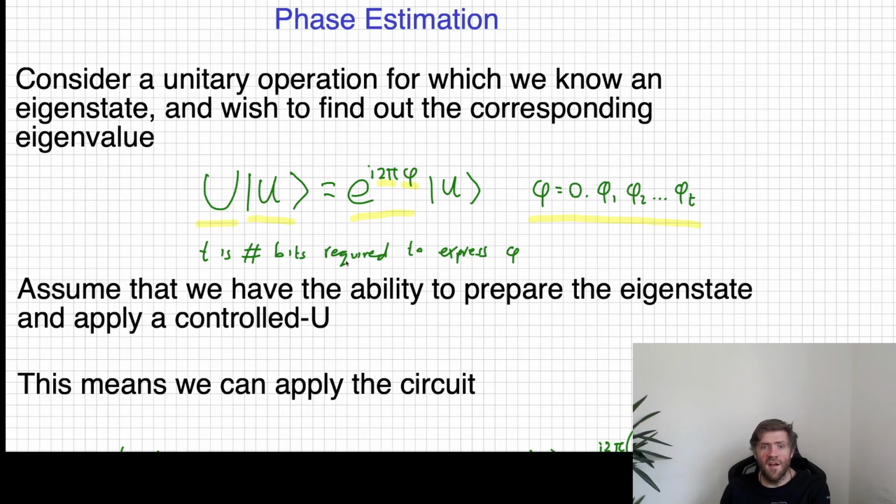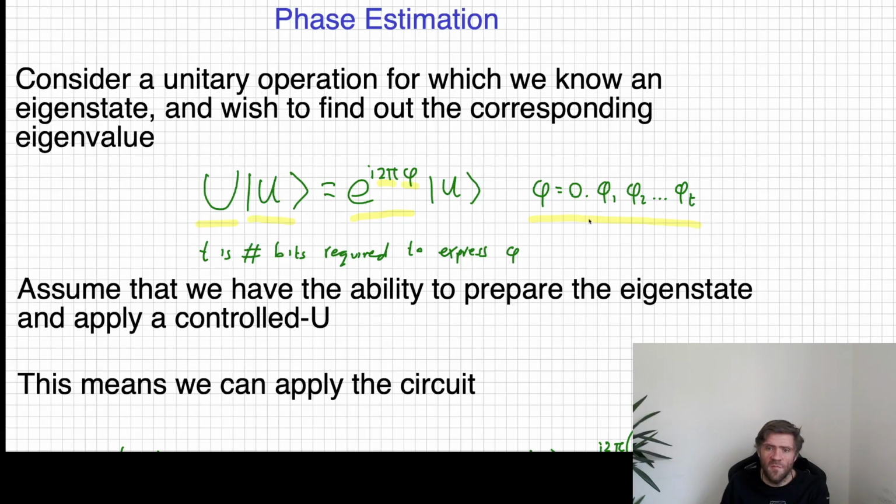So the idea of phase estimation is that we may have some unitary where we want to know a particular phase for a particular eigenstate. We want to be able to know what that phase is. We have the ability to implement the unitary, but we don't necessarily know how to write it down and what its eigenvalues are. So can we do that with a quantum computer?